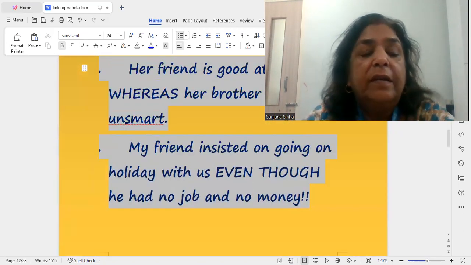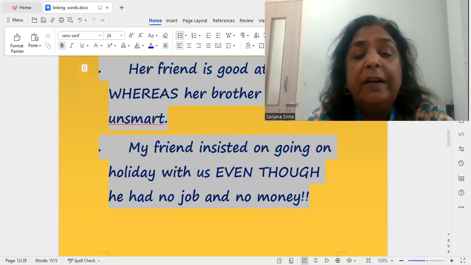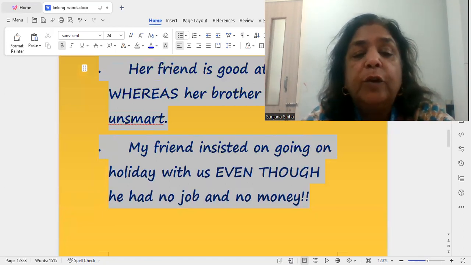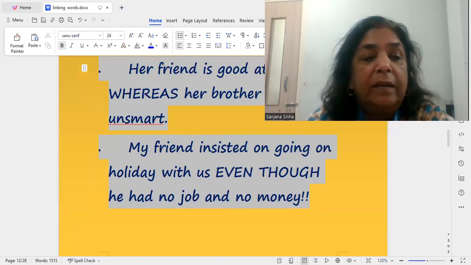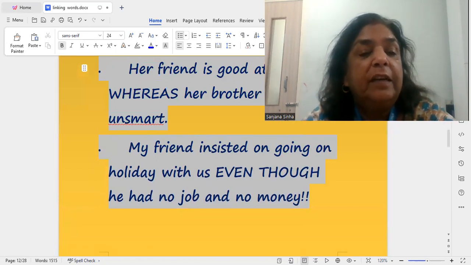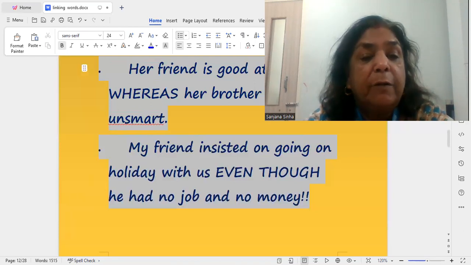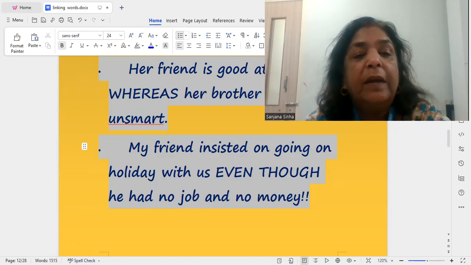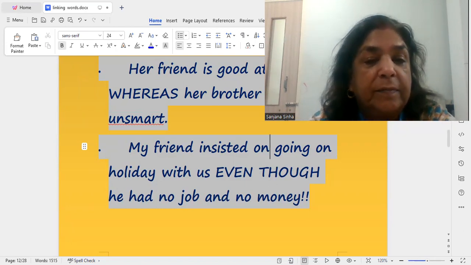The next sentence. My friend insisted on going. Sorry. My friend insisted. It means उसने आग्रह करा, उसने जिद की. My friend insisted on going on holiday with us, even though he had no job and no money. Means वो insist कर रहा था holiday में जाने के लिए, बावजूद इसके कि उसके पास ना जॉब था और ना पैसे. जॉब नहीं है, पैसे नहीं है, फिर भी even though he wanted to go on a holiday with us.